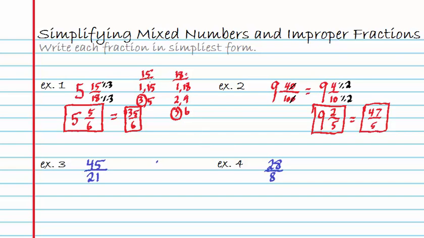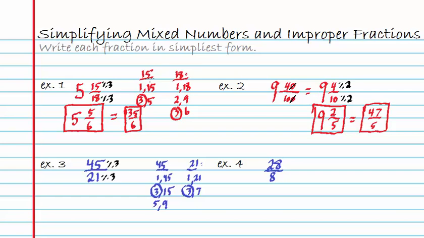So in this one, when I look at my factors of 45, I have 1 and 45. I have 3 and 15. And my only other set is 5 and 9. And then when I look at my factors of 21, I only have 4 factors. I have 1 and 21, and 3 and 7. So in this, my GCF again is 3. So I need to divide the top and bottom by 3.